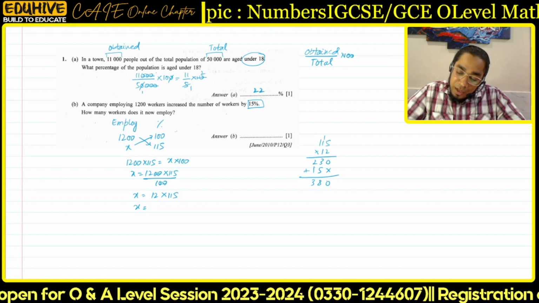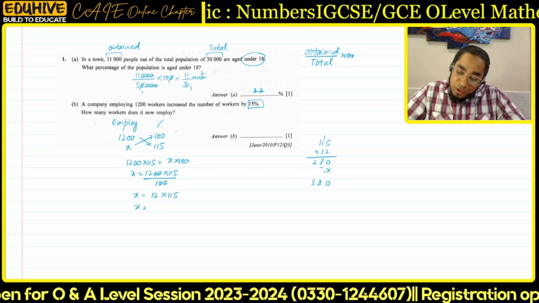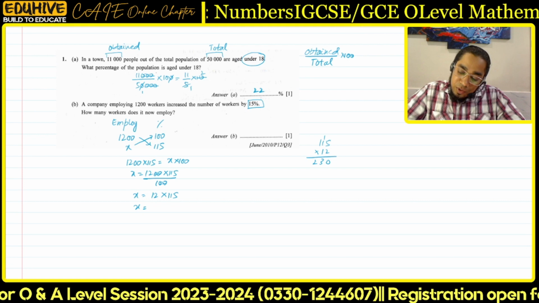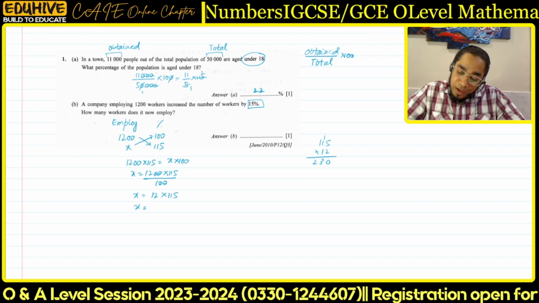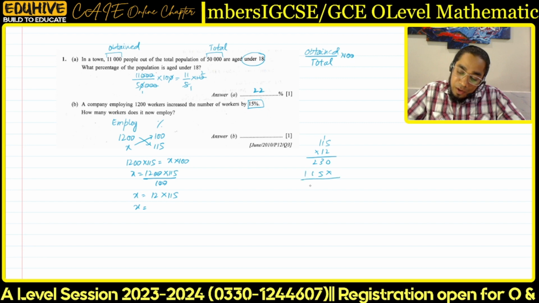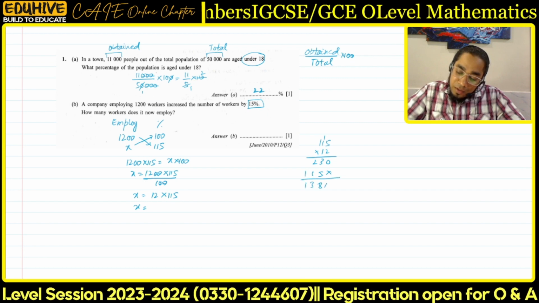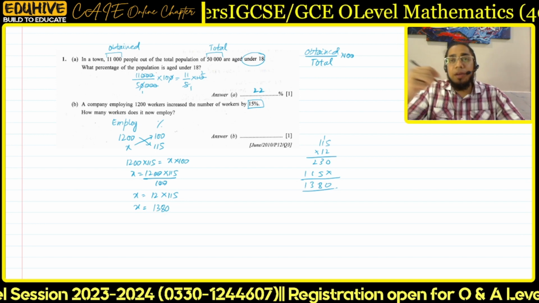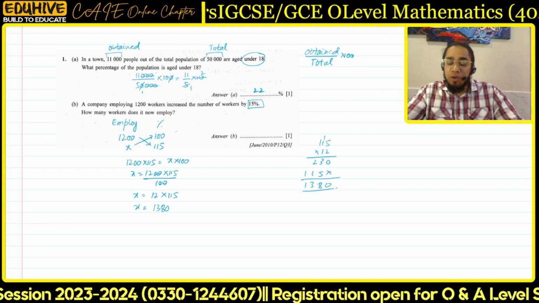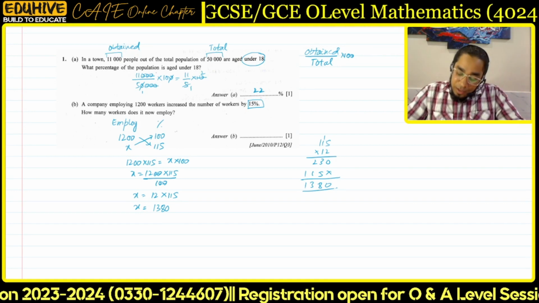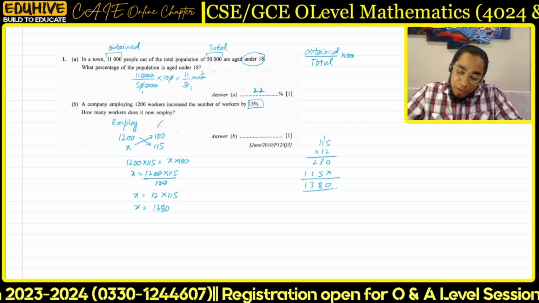I just made a mistake, I think so. 2 into 5 is 10, 2 into 1 is 3, 2 into 1 is 2. And what about this one? 1 into 5, 1 into 1, and 1 into 1. Yeah, I got it, the mistake which I made. 1380. The total amount would be 1380 employees. Okay? So we got 1380 employees under the, you can say, smallest newly born company.